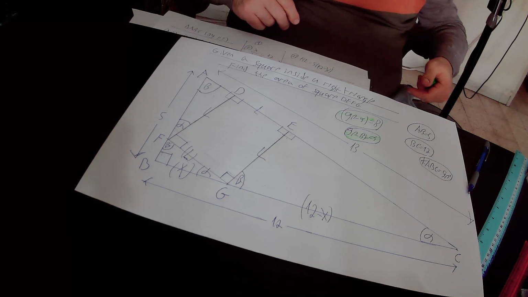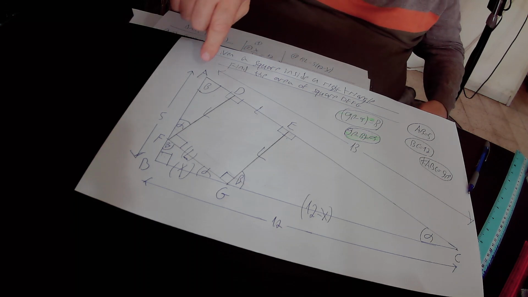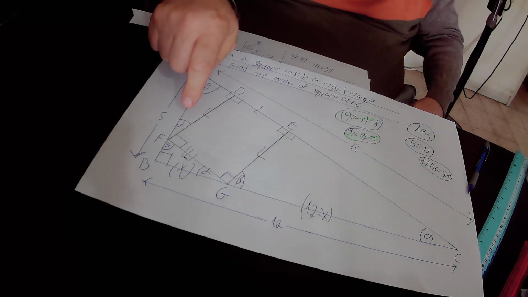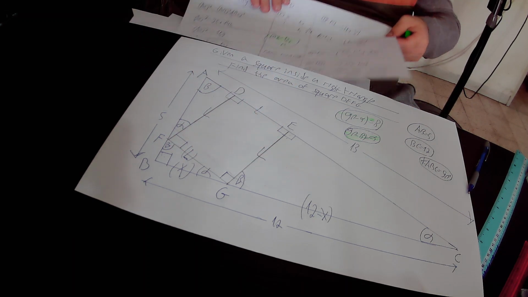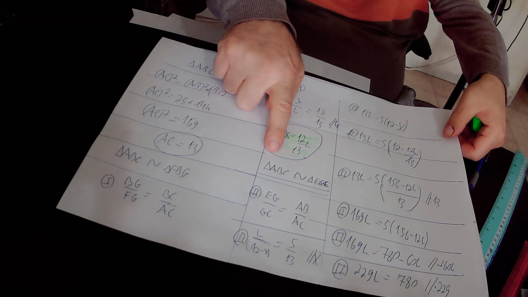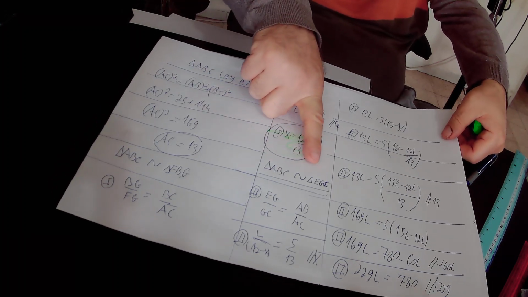So, for example, the big right triangle ABC is similar to this small right triangle, triangle FBG. Repeat again. The big right triangle ABC is similar to the small right triangle, triangle EGC.